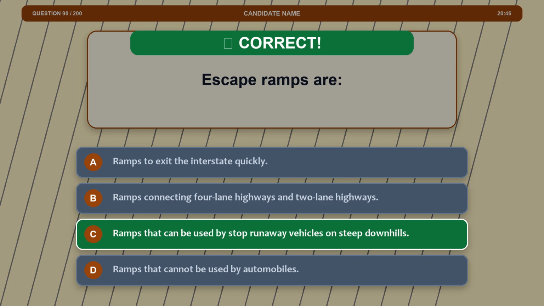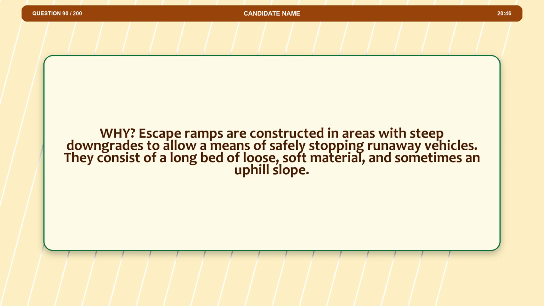The correct answer is option C, ramps that can be used by stop runaway vehicles on steep downhills. Explanation. Escape ramps are constructed in areas with steep downgrades to allow a means of safely stopping runaway vehicles. They consist of a long bed of loose, soft material and sometimes an uphill slope.